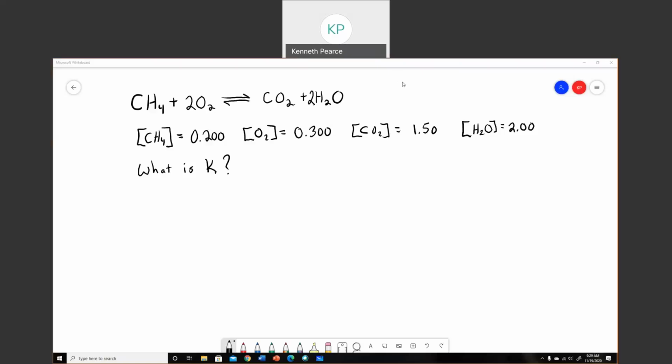We have the following problem here where we have an equilibrium and we have a set of concentrations. Remembering that if it's in brackets, bracket means molarity or pressure. And in this case, we're going to call these molarities. So we have the reaction of methane, CH4, with oxygen producing carbon dioxide and two waters.